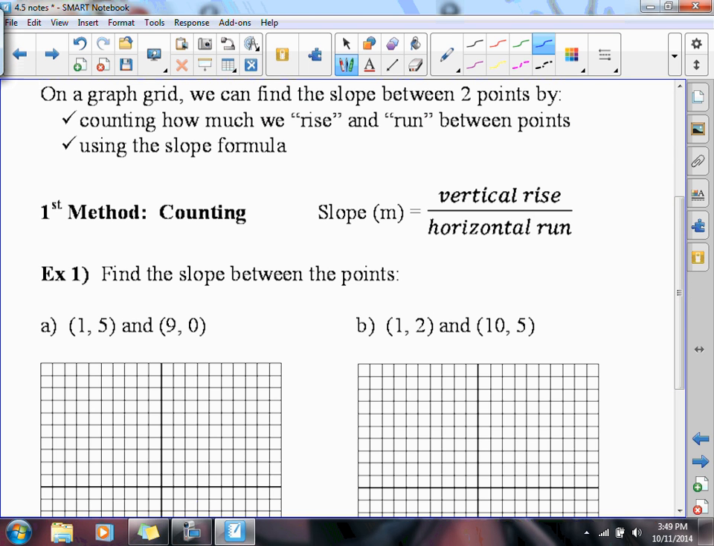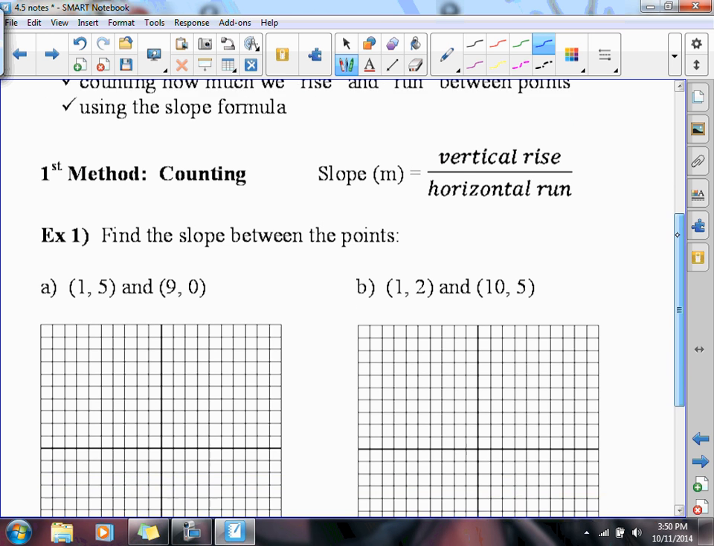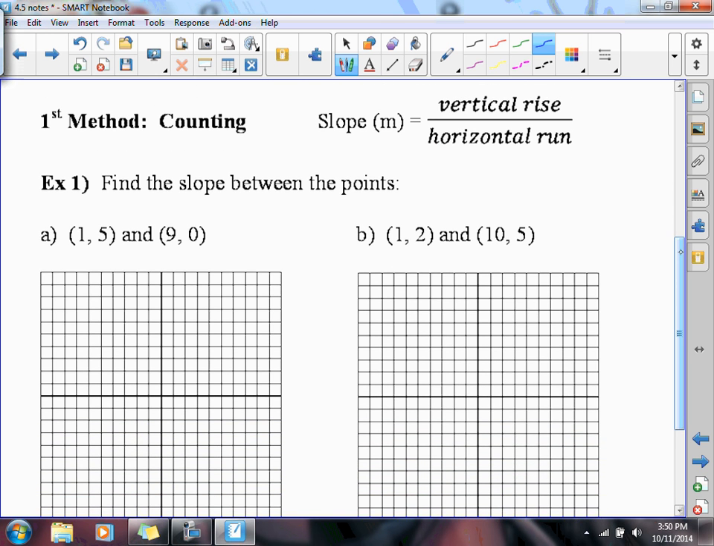Sometimes it's more efficient to count if you have the graph and the line and 2 points that are close together. Sometimes you're just given 2 values, and taking the time to make the graph and count would take more time than actually using the formula. But we're going to take a look at both. So the first method for finding slope is to actually count.